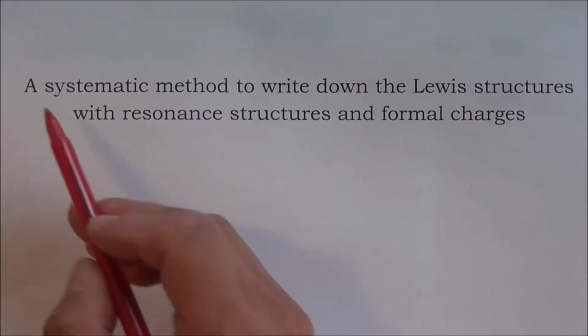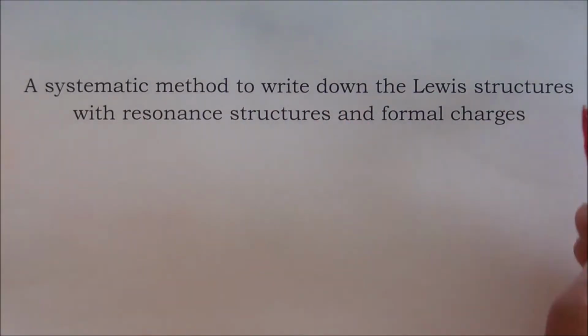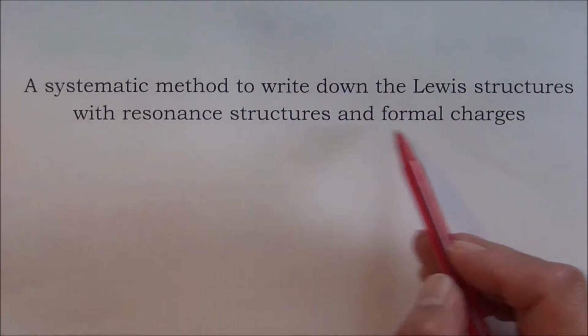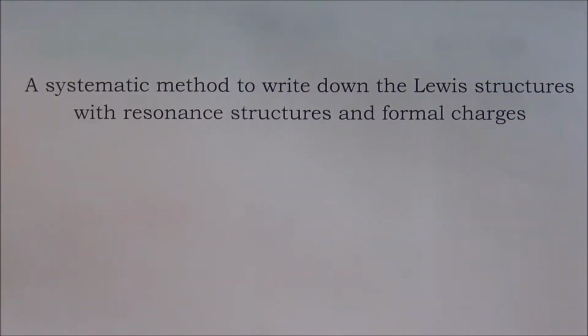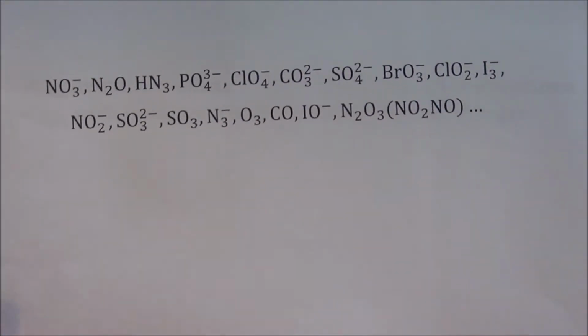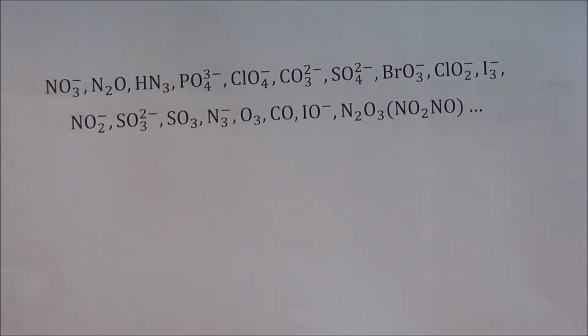Today, I'm going to teach you a systematic method to write down the Lewis structures with resonance structures and formal charges. There are a lot of molecules and ions whose Lewis structures are very difficult to write down correctly. Here is a list of them. If you can follow the procedures I'm teaching you here, it will be relatively easy and relatively fast to write down the correct Lewis structures with resonance structures and formal charges for any molecule or any ion. Let me choose carbonate as an example to illustrate the steps of this method.